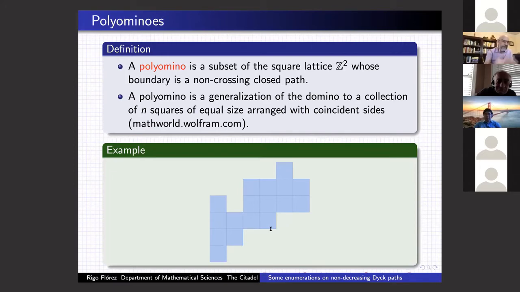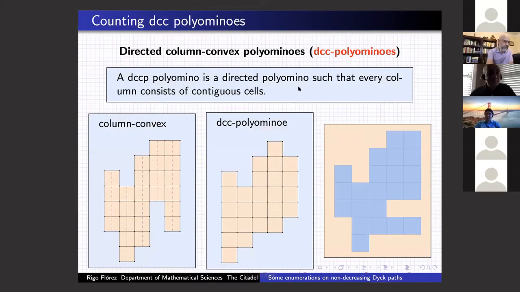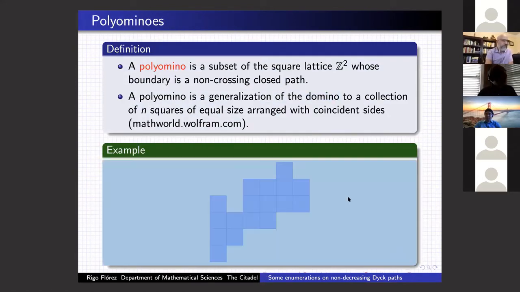Okay, but as for all of these papers that we have been working on, we always want a connection with other objects of combinatorics. And the first connection that we have here, very natural, you are going to see why it's natural, is using polyominoes. And there are many definitions, of course, of polyominoes. One is given by Mathworld, that is a generalization of the domino. And the other is just a set of squares here.